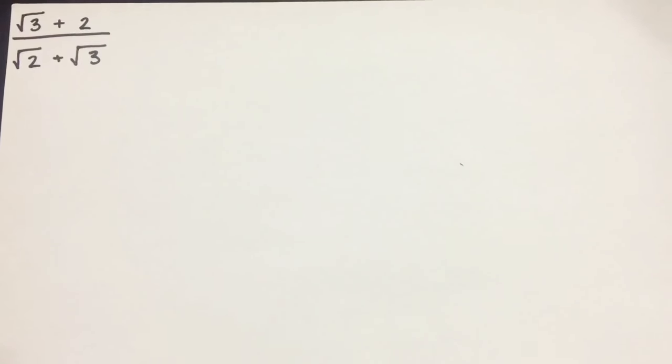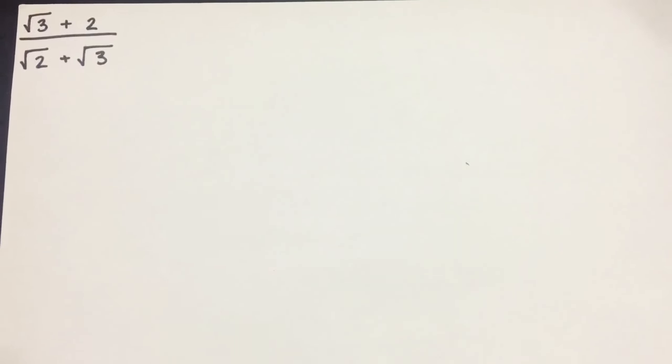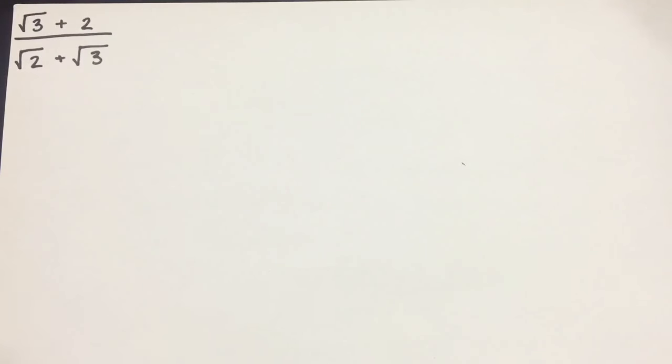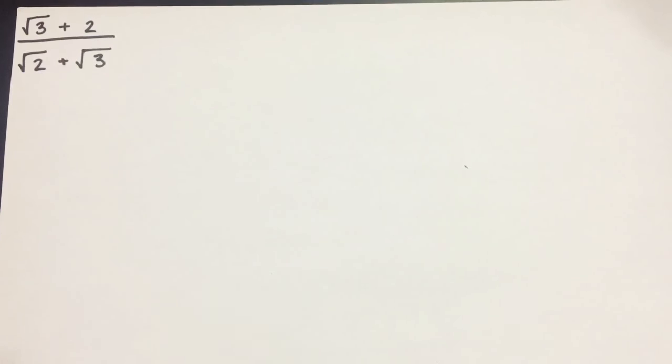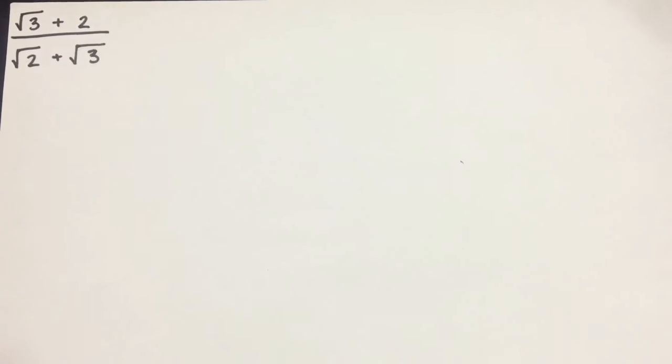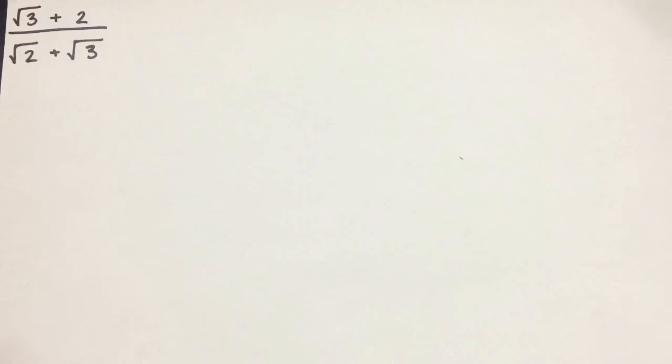Hi, in this video we are going to explain how to rationalize. Here we are working with the example the square root of 3 plus 2 over the square root of 2 plus the square root of 3. To simplify completely a fraction, there mustn't be any square roots in the denominator.